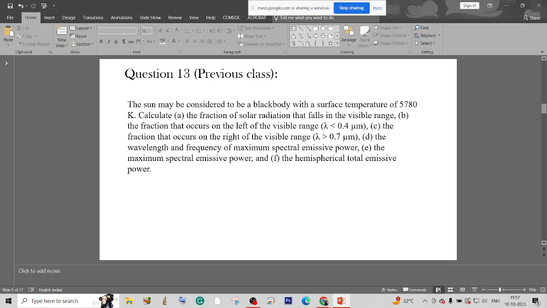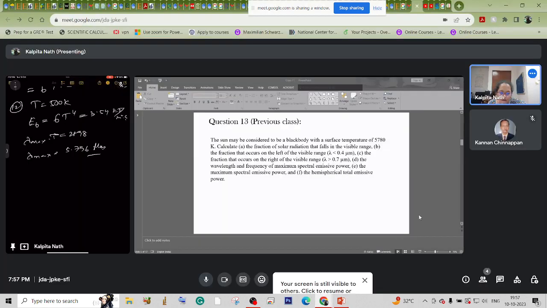Part B and part C we can also solve in the same way. For the wavelength and frequency of maximum spectral emission, we can use Wien's displacement law. For the maximum spectral emissive power, we can use Planck's distribution law. And for the hemispherical total emissive power, we can simply use sigma T to the power 4. That will give the total emissive power.